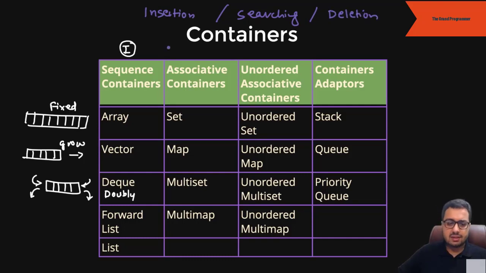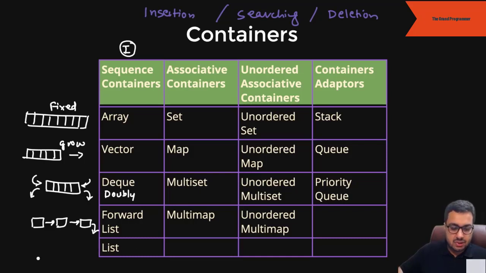So all of these containers will provide these operations in different time complexities that you should be knowing. Okay, then there is something which is known as forward list. So forward list is nothing but a single linked list. Again, the data is stored linearly, but the memory is not continuous.